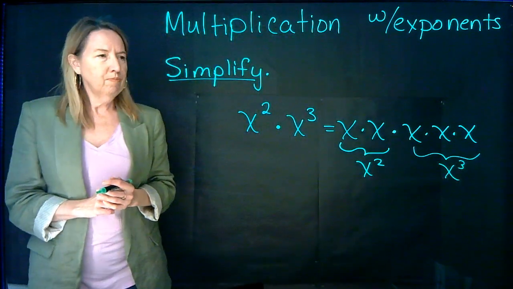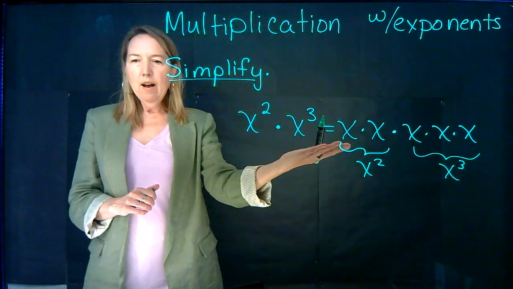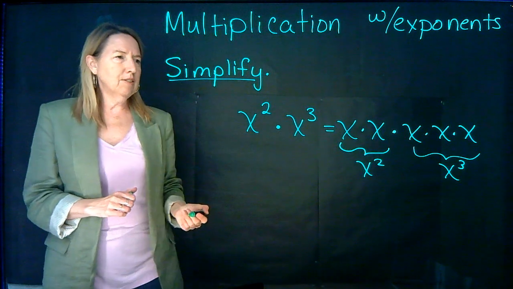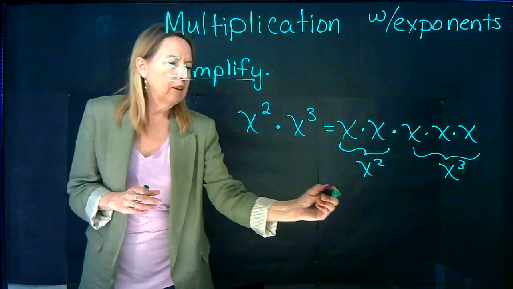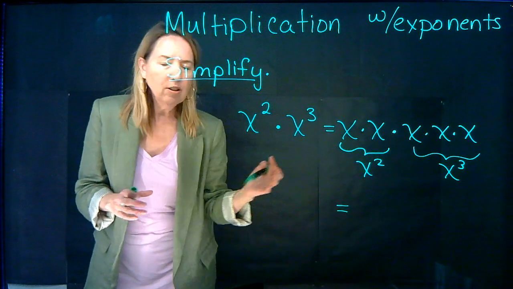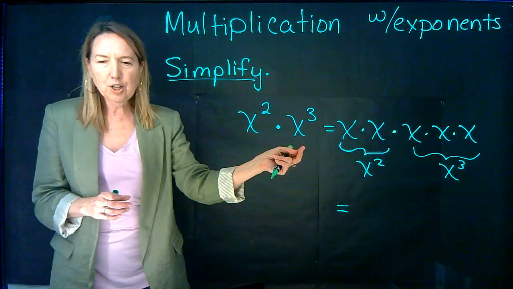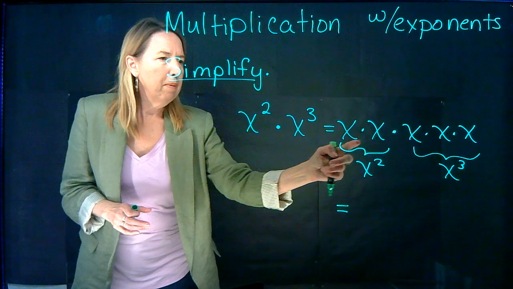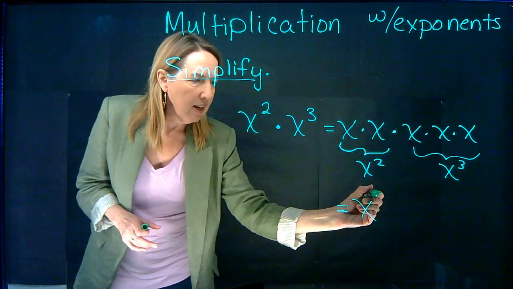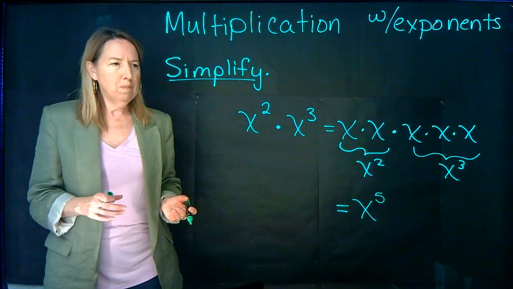Like so. Well, what we have are 5 x's all multiplying together, and so we know that exponents are used to write repeated multiplication much shorter. So the base is x, and it's being raised to the 5th power.